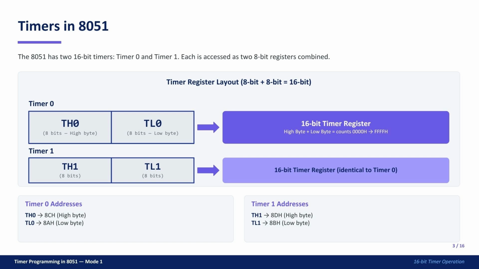Timer 0 is accessed as TH0, which holds the high byte, and TL0, which holds the low byte. Similarly, timer 1 has TH1 and TL1. When combined, TH0 and TL0 together form one 16-bit counter. The same goes for TH1 and TL1. So when we load a value, we actually load it into two separate 8-bit registers, but internally they work as one. Let me walk you through the block diagram so you can visualize what's happening inside.